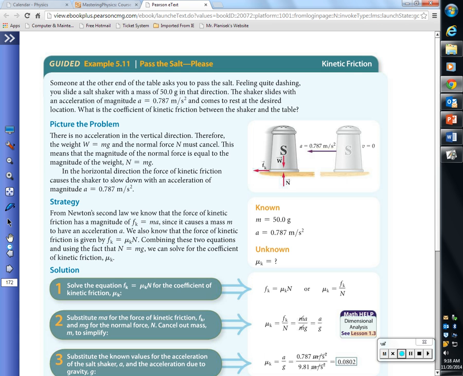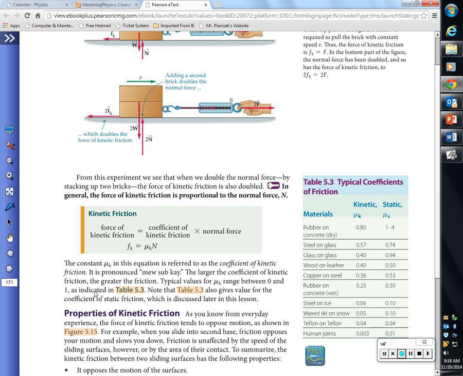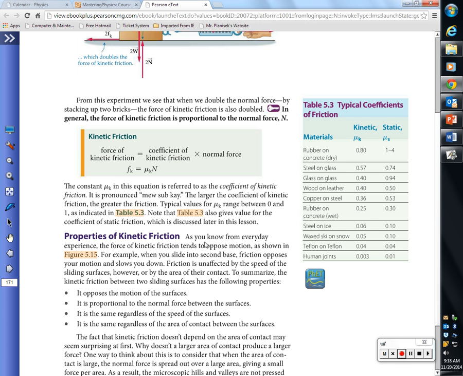Come on. There it is. All right. Let me do... I'll just zoom in for you guys.